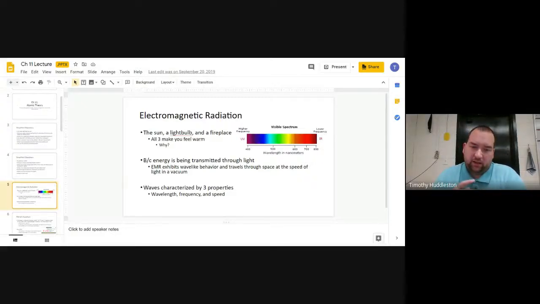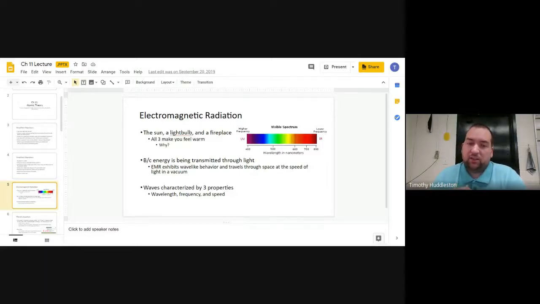Now, on the bottom, you'll see wavelength. Waves are characterized by three properties: wavelength, frequency, and speed. Speed is how fast the wave moves, quite obviously. Frequency is how often the peak of a wave will pass a given point. The unit of frequency is hertz, also known as 1/seconds. In other words, waves per second is the unit for that. Wavelength is the distance between two peaks of a wave.